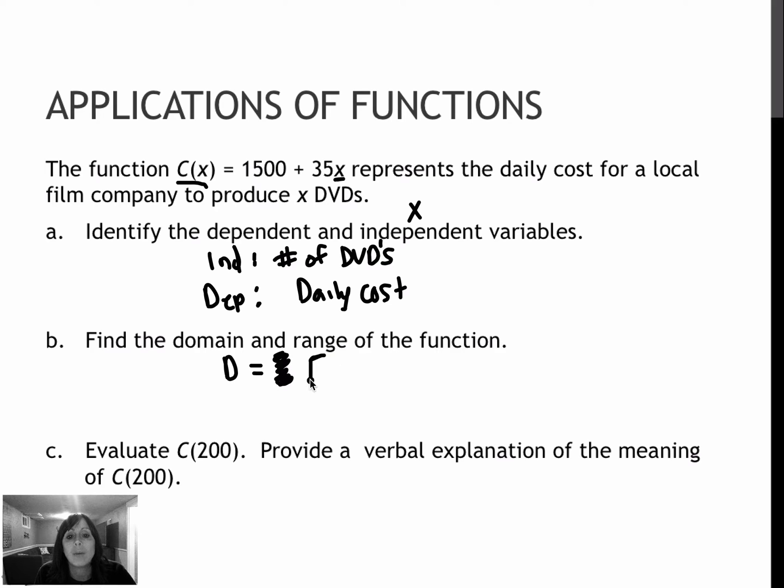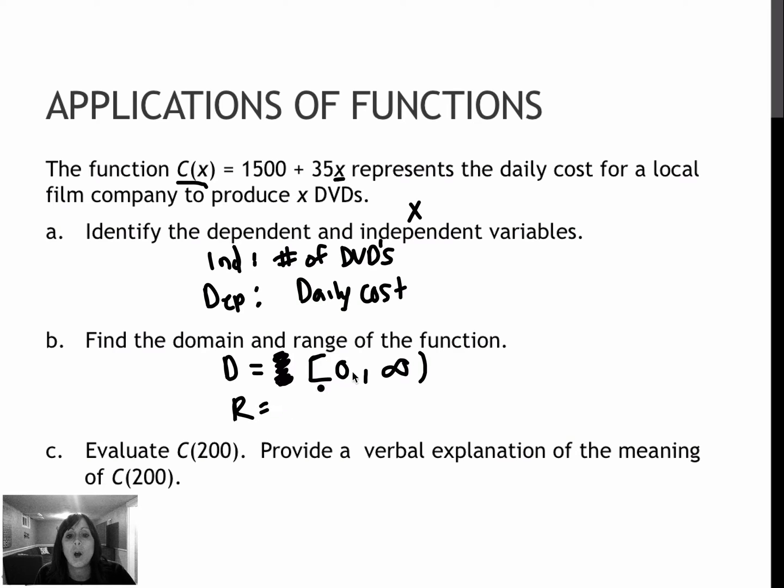My domain would be from 0, because I could produce 0 DVDs, or I could produce as many as my little factory could kick out. So from 0 to infinity would be my domain. So starting at 0, because having negative DVDs doesn't make sense in the context of the question.